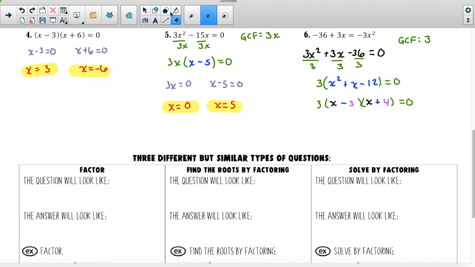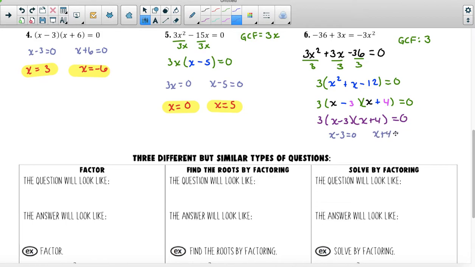So I can rewrite this into factor form by putting 3 parentheses x minus 3 parentheses x plus 4 parentheses equal to 0. Now that it's factored, I do the zero product property to find my solutions. The 3 does not have a variable with it, so it is not a factor of x. I have an x minus 3 that has an x with it, so I set that equal to 0. X minus 3 equals 0. And I have x plus 4, which has an x, so I'll put x plus 4 equals 0.